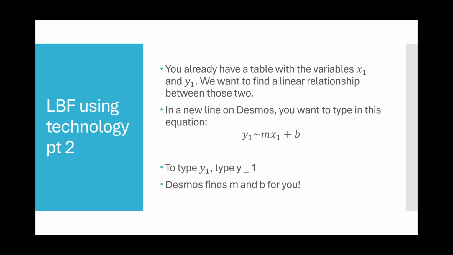So this is just a description of what we just did in Desmos. Here is the equation you are going to put in to have it calculate that regression line. And these are the keys that I used to type y sub 1 and then x sub 1. That's that underscore key. It will give you m and b, and then you will have that line of best fit.